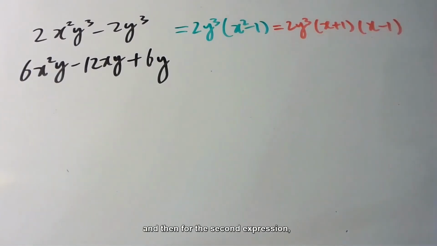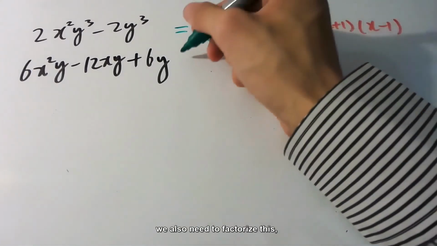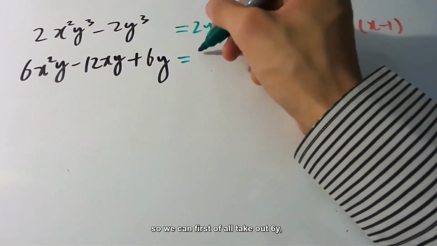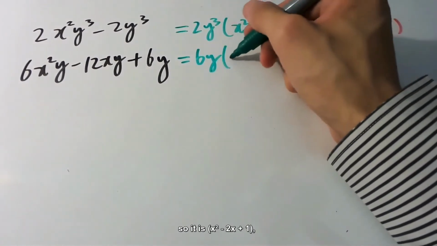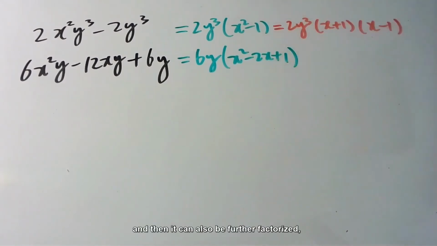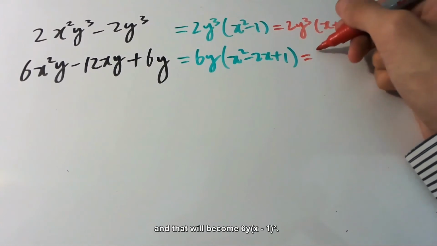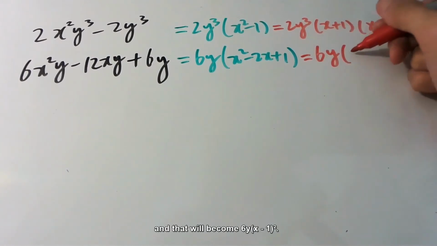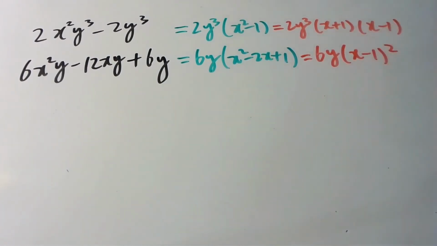And then for the second expression, we also need to factorize this. So we can first of all take out 6y. So it is x squared minus 2x plus 1. And then it can also be further factorized. And that will become 6y, x minus 1 squared.